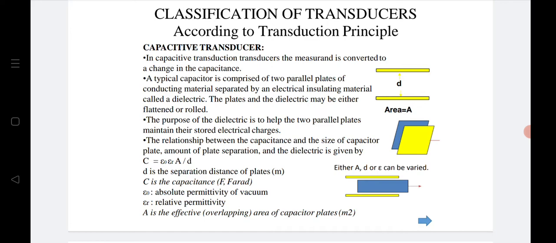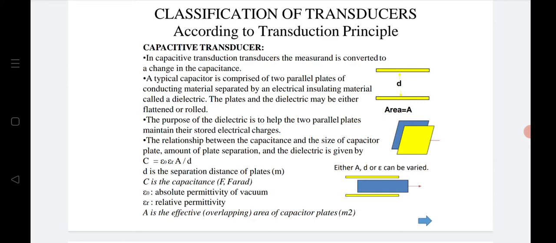In capacitive transducers, the measured quantity is converted to a change in the capacitance. Whatever the physical quantity is, it will be converted into a change in the capacitance value. If the output is a change in the capacitance value, then that type of transducer is known as a capacitive transducer. Let us see how it works.